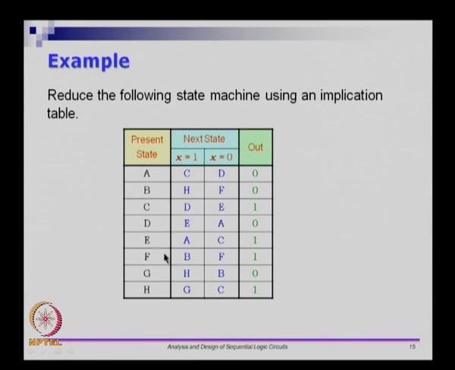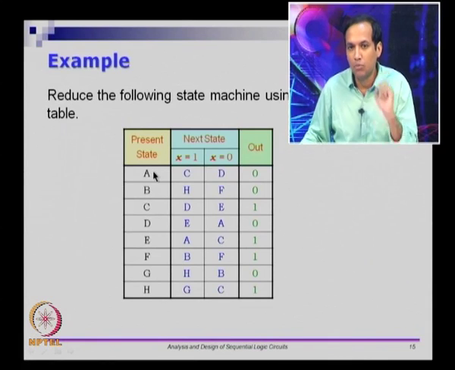So I give you this state machine. This again has 8 states, and on x equal to 1 you go to these, on x equal to 0 you go to these. In this case the output is not on x equal to 1 or x equal to 0. The output is defined based on the state, which means this is a Moore machine.